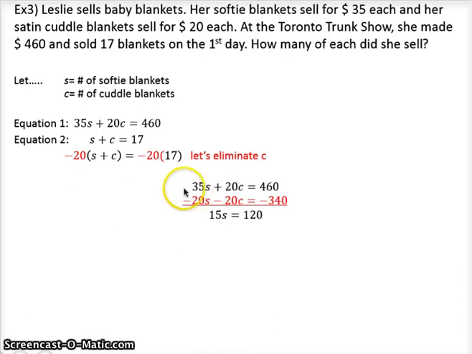So when we do that and we add straight down, we end up getting 15s is equal to 120. We divide by the coefficient of 15 and we get s is equal to 8. You can then substitute into either of your original equations. It's easiest to go into the one with coefficients of 1, so we'll be subtracting the s value and getting c is equal to 9.